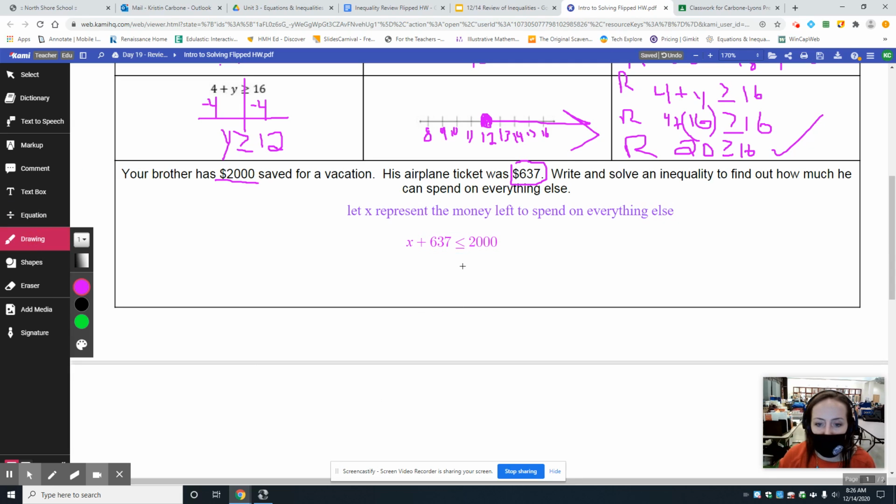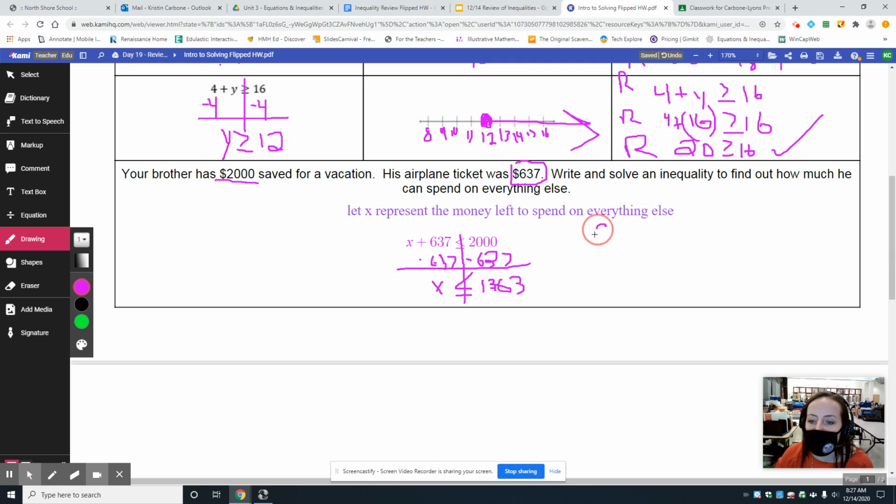Now from here, you just solve the equation as you always do. We're going to minus 637 from both sides. So we end up with x is less than or equal to 2,000 minus 637 is 1,363. Now notice we're not so mean as to ask you to graph this, but we do want you to check it.